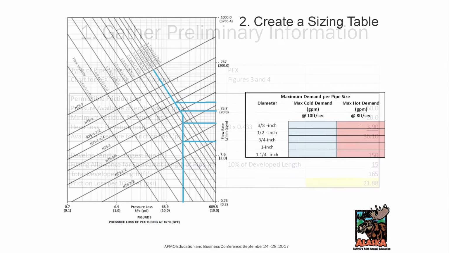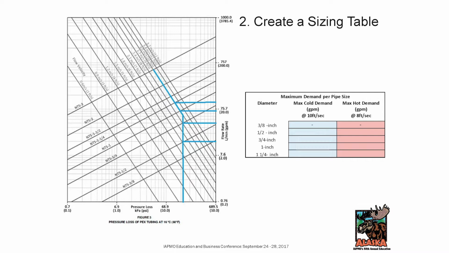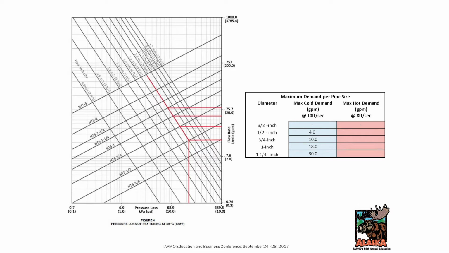And you would do the same thing with these sizing charts. Now in the PEX Appendix I, you can go a maximum of 10 feet per second on the cold. So we have a velocity limitation of 10 feet per second, and we're doing the same thing, filling in our sizing chart for 1/2 inch, for 3/4, 1 inch, 1.25 inches, derived from this chart. And then the hot supply is actually a separate figure in Appendix I for PEX, 8 feet per second limitation on PEX piping, and the same thing. You determine what your maximum flow rate is for each pipe size.